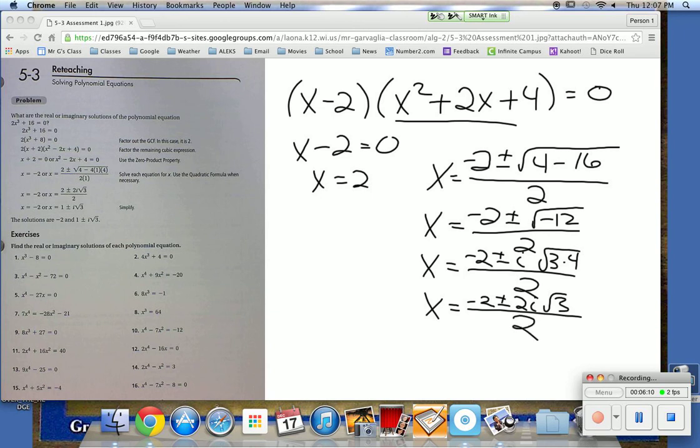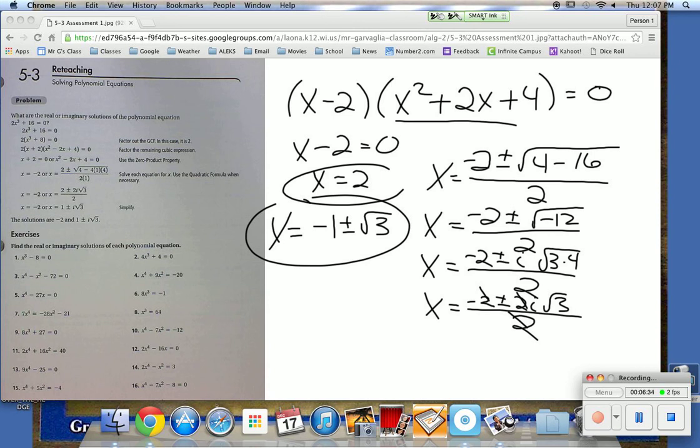Now what can we do? We can get rid of those 2's in each one of them, can't we? We can cross these out, divide each one of them by 2, and we end up with x equals a negative 1 plus or minus the square root of 3. And these are my answers.